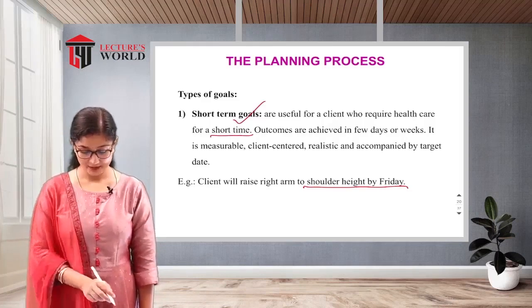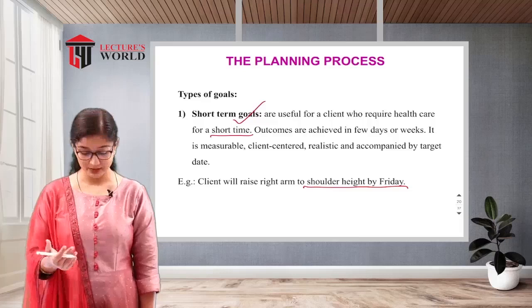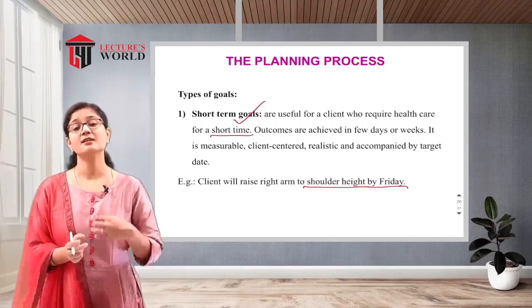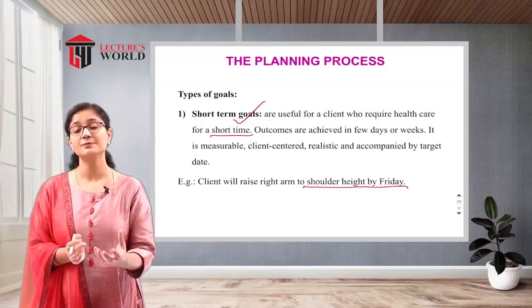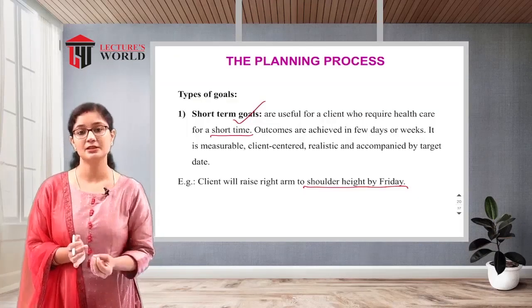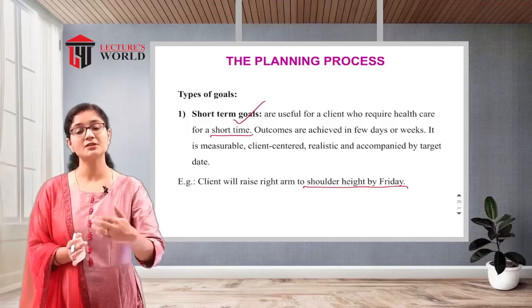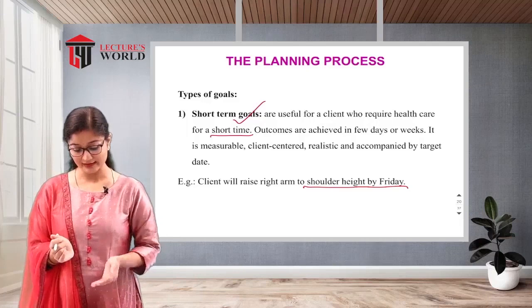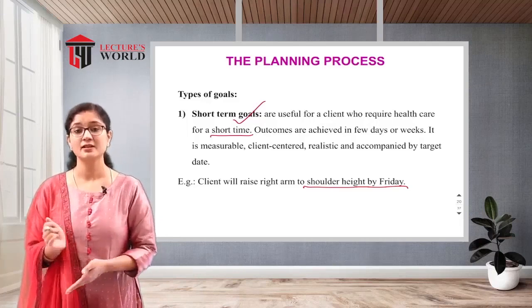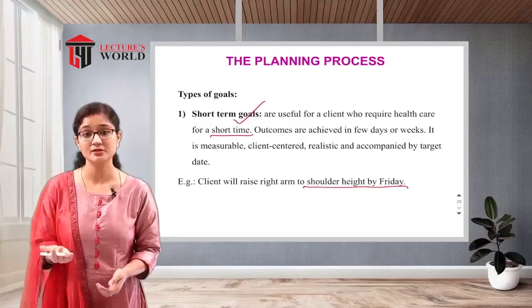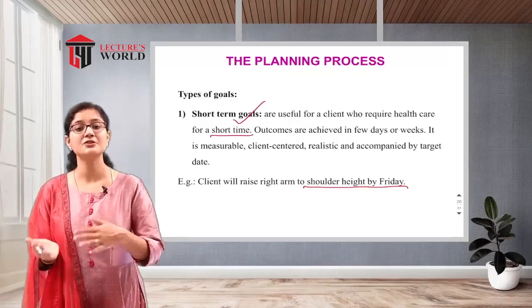Now let's see what we mean by measurable, client-centered, realistic. Measurable means, can we measure it? For example, when I spoke about fever, yes, I can measure the temperature with a thermometer. The same thing here also: client will raise right arm to shoulder height. Shoulder height is raising his hand. I can observe it, so that is called observable and measurable.